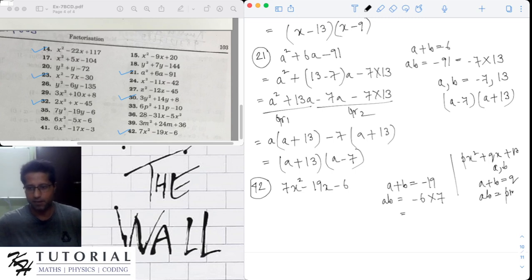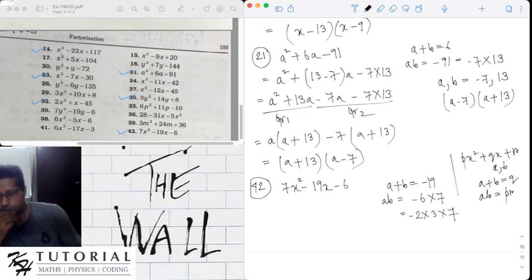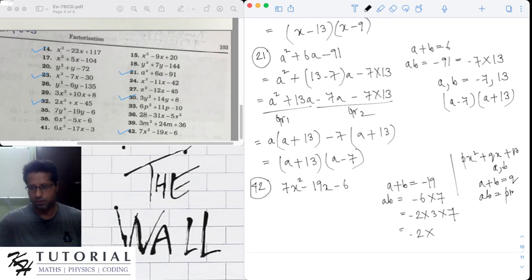But minus 6 can be written as minus 2 into 3 into 7. Okay. Now, the addition has to be minus 19. So how can you choose A and B such that their sum is minus 19? If you do it like this, 3 into 7 is 21. Now minus 2 into 21, minus 2 plus 21 is plus 19. So what you can do is, you can always write it as 2 into minus 21.